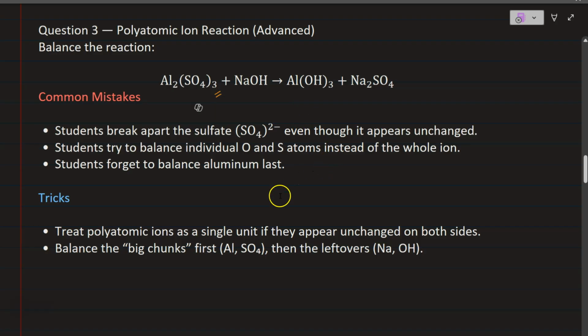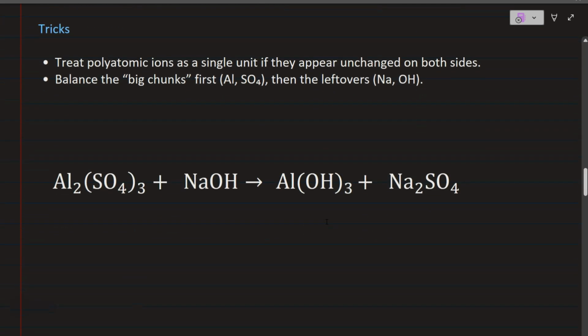Now, tricks. Treat polyatomic ions as a single unit if they appear unchanged on both sides. And that's what we're going to do. Then balance big chunks first. The sulfate ion we're going to do first, then Al, and then we're going to go to the leftover. The first thing that you do is the polyatomic has to be balanced first. So let's go ahead and start working on that.